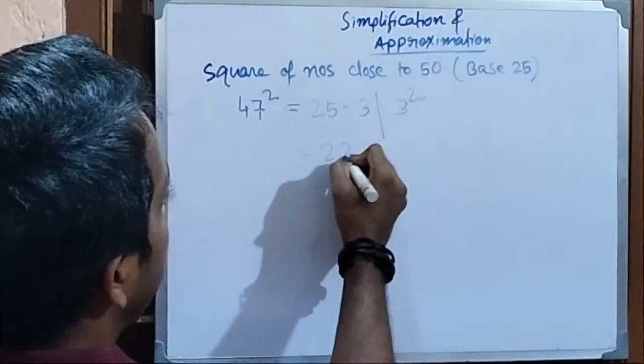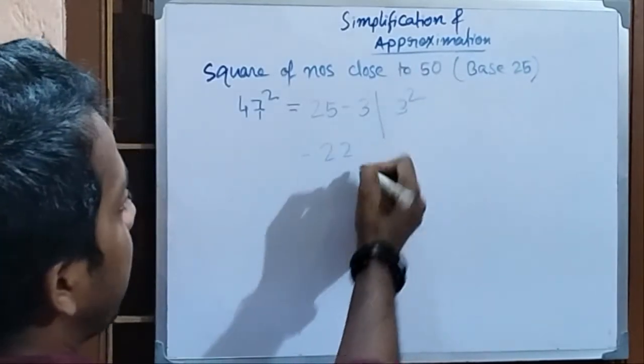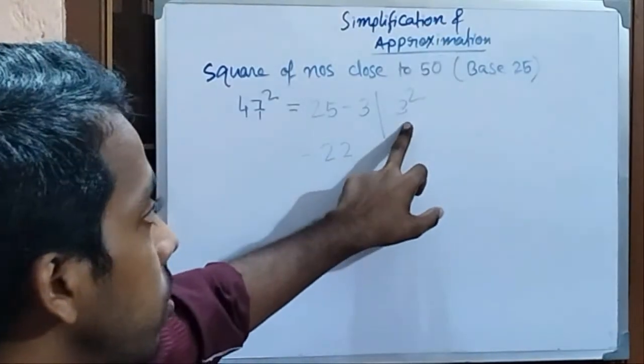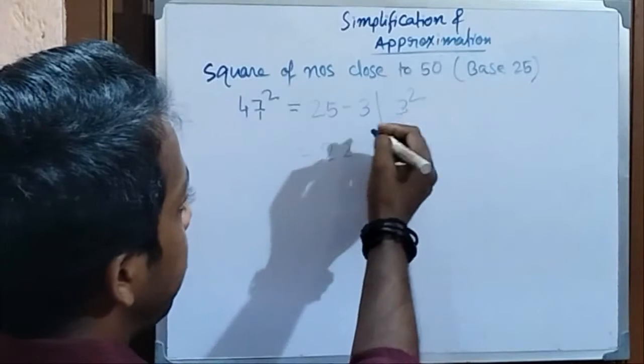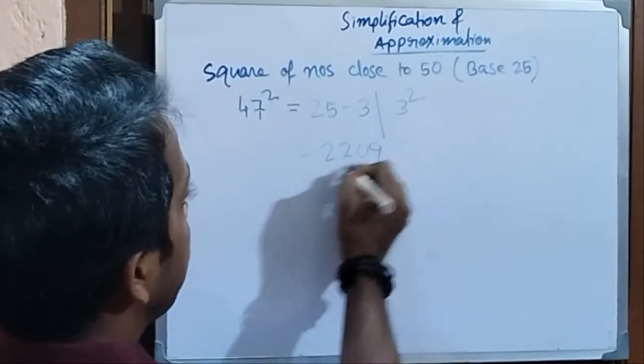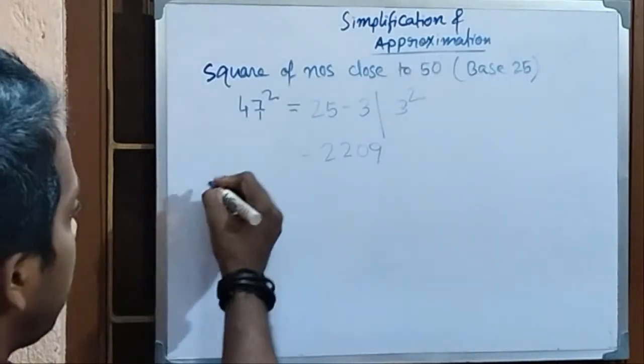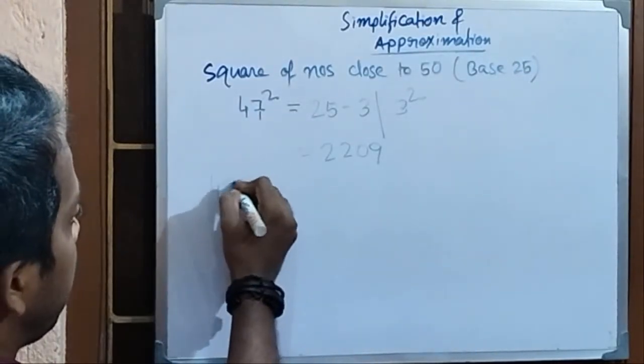Now 22 here, and here 3 square is 9, but each box can carry a 2-digit number. So how will you write it? You will write it as 09. So 2209 is the answer. This is very easy, I can say. Supposedly we can now do it very easily.